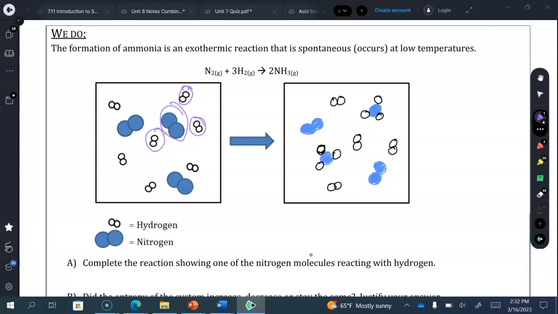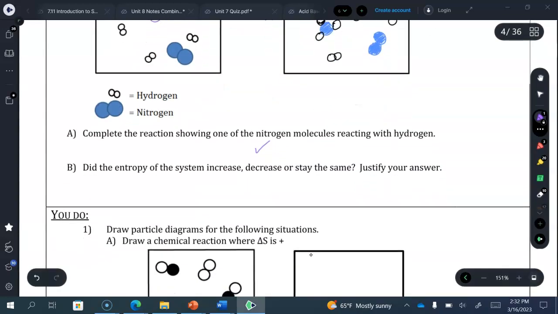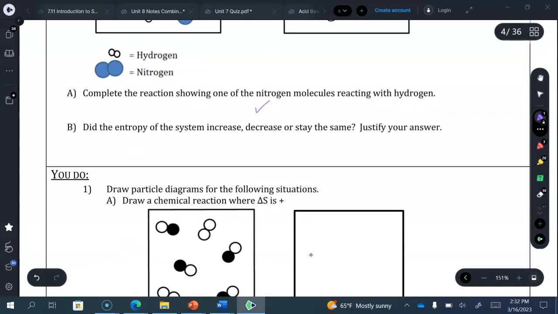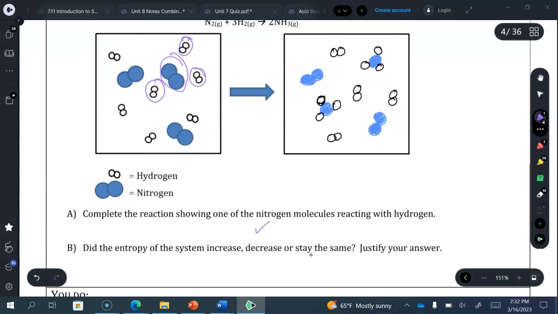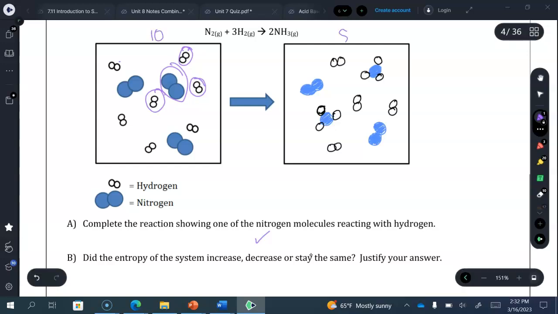Okay, and so you should have gotten this, where you see one nitrogen molecule over here splitting and forming 2 ammonia. For each nitrogen molecule, I need 3 hydrogens. So that means that in total, I'm going to react with 3 different hydrogens. Okay. So we did A. Now we're going to answer B. Did the entropy of the system increase, decrease, or stay the same? Justify your answer. Well, they're all gases, so we need to count the total number of gases we have present in the beginning and at the end. So 1, 2, 3, 4, 5, 6, 7, 8, 9, 10, and then 2, 4, 6, 8.